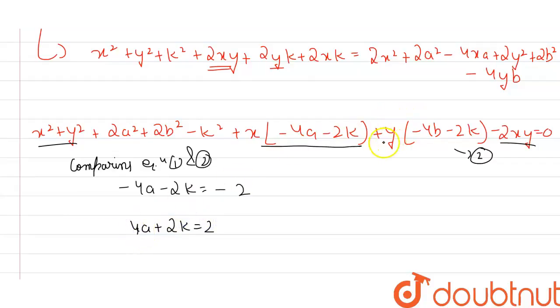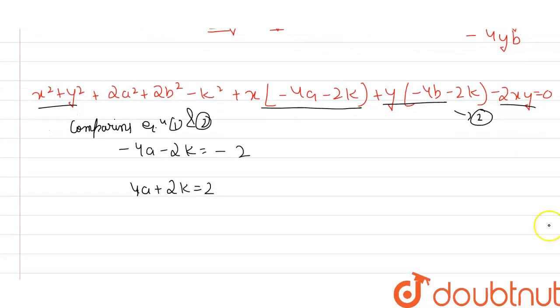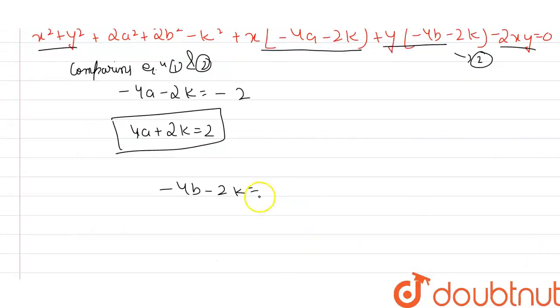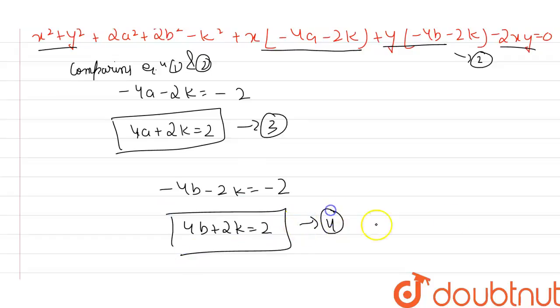Similarly, if I compare the coefficients of y, this one is the highlighted equation, and the other one is minus 4b minus 2k, which should equal minus 2 from equation number 1. So this will become 4 times b plus 2k equals 2. Now I have this equation; let's suppose this is my equation number 3, and this is equation number 4.